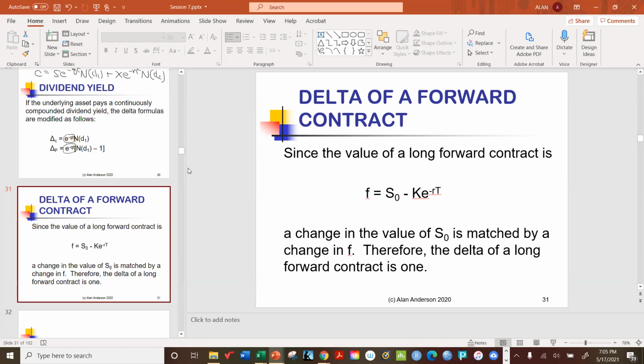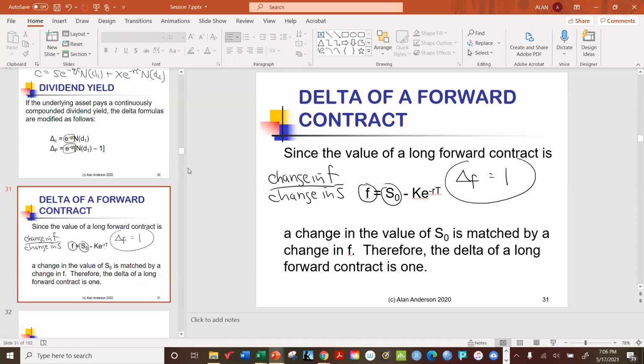So if you look at this payoff to a long forward contract, you can see that if I wanted to know the delta of this forward contract, it would just be 1. I'll call it delta F, because these will both change by the same amount. If the stock price goes up by $1, the value of my contract goes up by $1 and vice versa. So this is a simple case. The value of my forward contract changes on a 1-for-1 basis with the stock price.